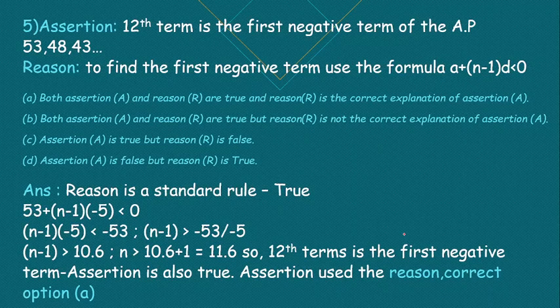Question 5. Assertion: the 12th term is the first negative term of the AP 53, 48, 43, and so on. To find the first negative term, we use the formula a plus n minus 1 into d less than 0, of course. So this is a true statement. This is a formula condition for finding the first negative term. Then you apply all the values. A is 53, common difference is minus 5. And apply this in the nth term formula, you will be getting 11.6. That means till 11 the terms are positive. So the first negative term is the 12th term.